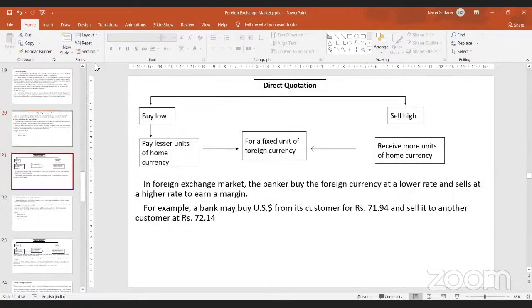So in foreign exchange market, you have methods of quoting that particular exchange rate. So let me show you the diagram. You have the methods there. You have a direct method and you have an indirect method. So this is a direct method where you have direct quotation. So when do you use this direct method, and when do you use the indirect method?